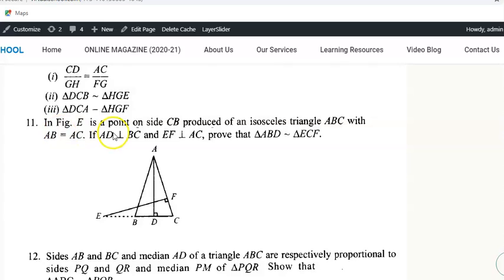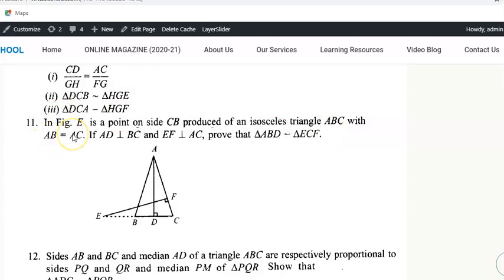In the figure, E is a point on side CB produced of an isosceles triangle. Now isosceles, as you are aware, is a triangle in which two sides are equal. So when it says ABC is an isosceles triangle, it means side AB is equal to side AC, and also the opposite angles are the same. It means angle B is equal to angle C. Anyhow, let's see the question.